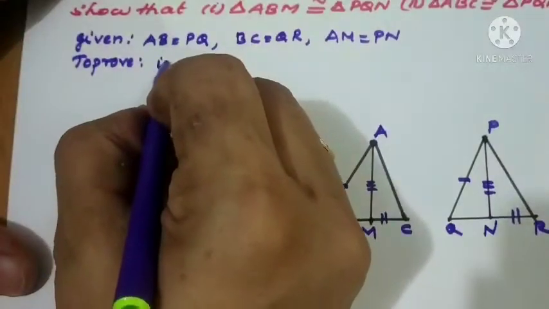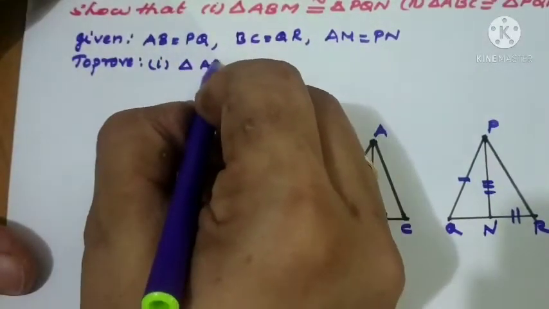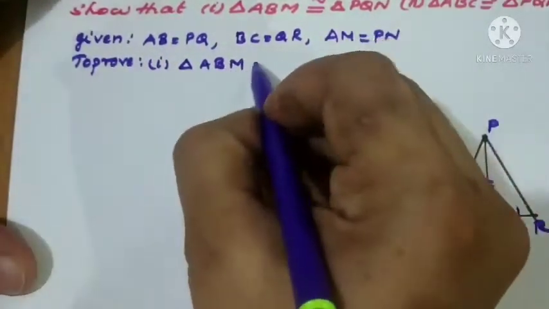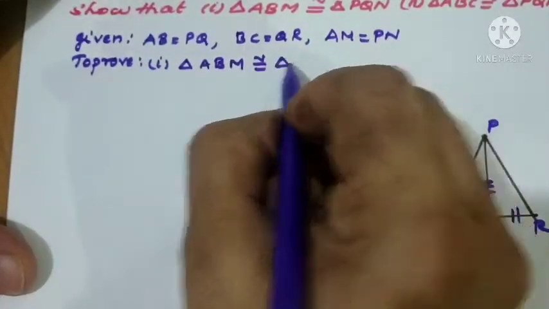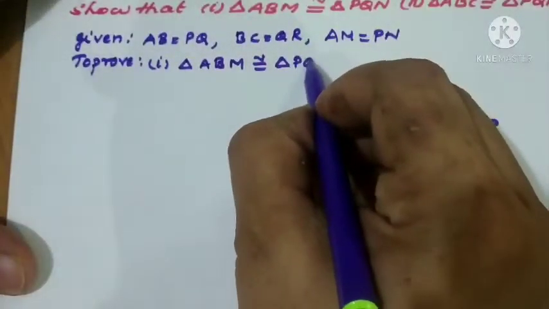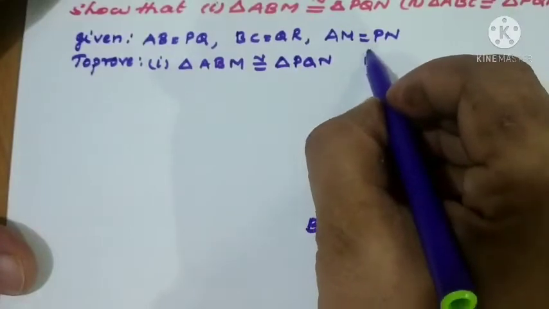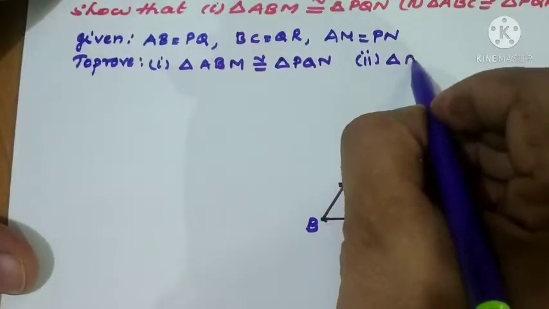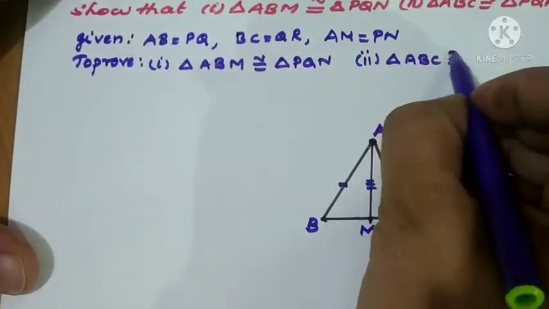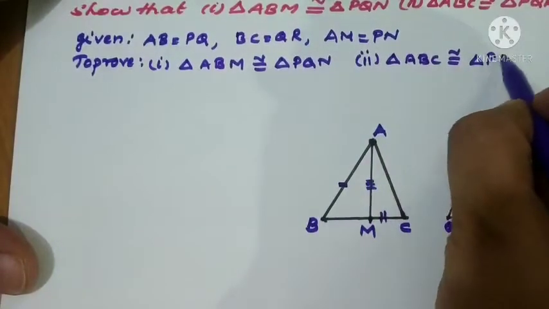First we will write the proving part. Triangle ABM congruent to triangle PQN. That is the first criteria. Second one, we must prove that triangle ABC congruent to triangle PQR.